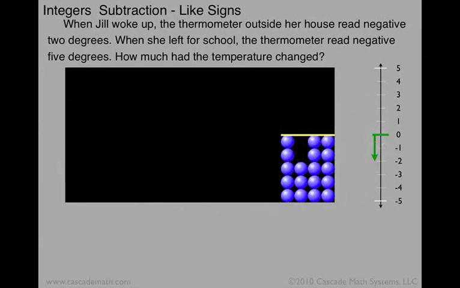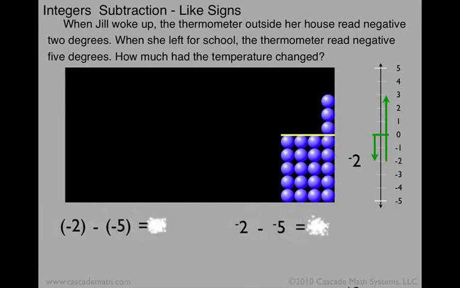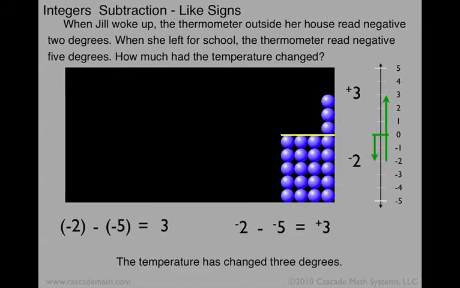Here's how I worked the problem. Since I needed 3 more negatives, I added 3 zeros. Positive 1, negative 1, positive 2, negative 2, positive 3, negative 3. I can now take away 5 negatives. Negative 1, negative 2, negative 3, negative 4, negative 5. Notice that we have 3 positives left. Negative 2 minus negative 5 equals positive 3. The temperature has changed 3 degrees.